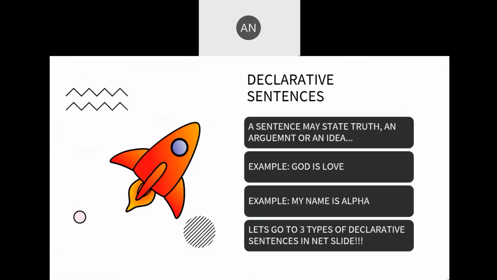Declarative sentence. A sentence may state a truth, an argument, or an idea. That is a declarative sentence. An example is: God is love. My name is Alpha.